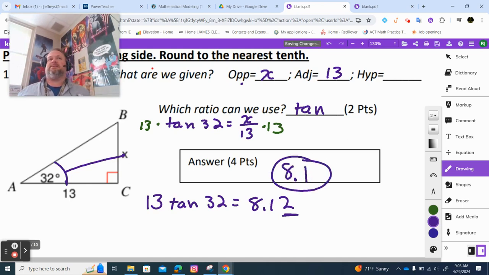Why? It's in the answer box. Huh? Yeah. If this isn't 5 or higher, we just write it as 8.1. If this was 5 or higher, it would be 8.2. Notice this part right here is not graded, but this is and this is. Whoops, stray mark.